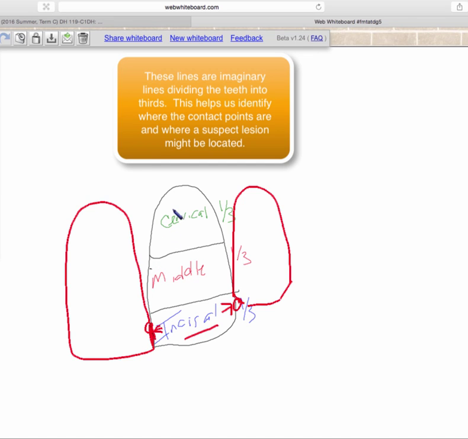So here's a maxillary central incisor. They're both in the incisal third. This one is a little closer to the incisal edge. That's the mesial. And then the distal is a little higher up, but not so high that it enters that middle third.